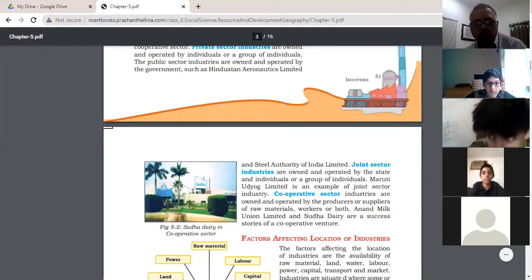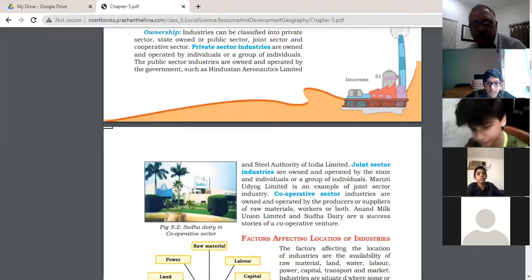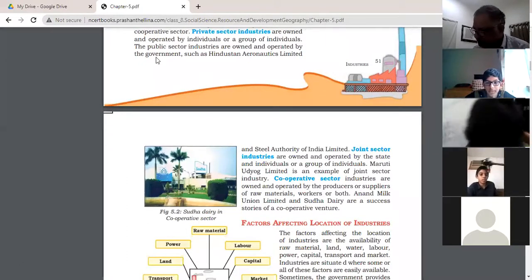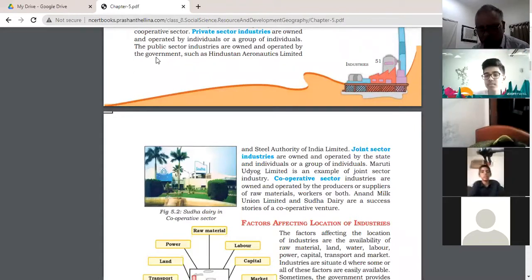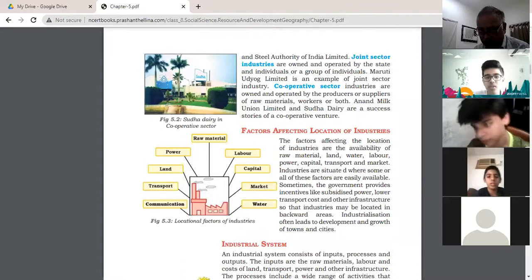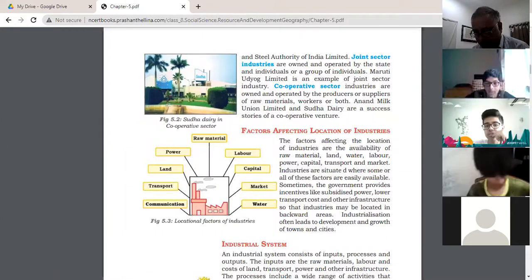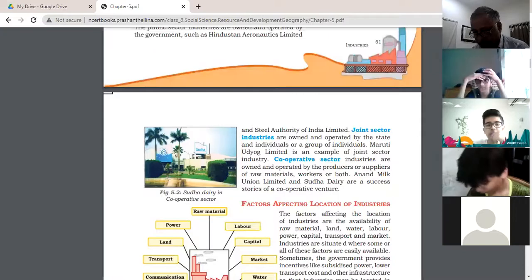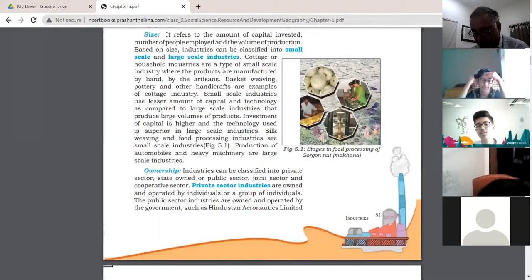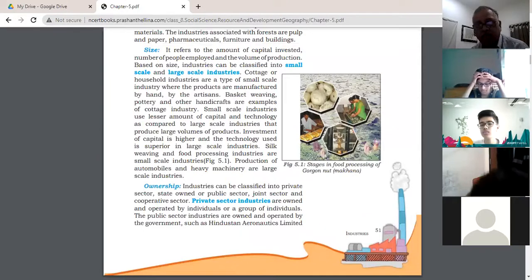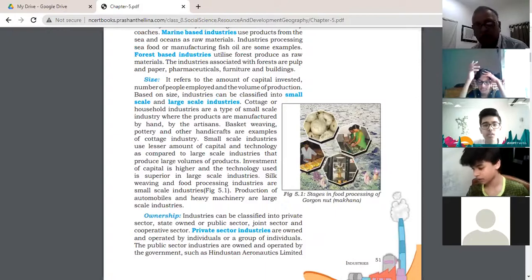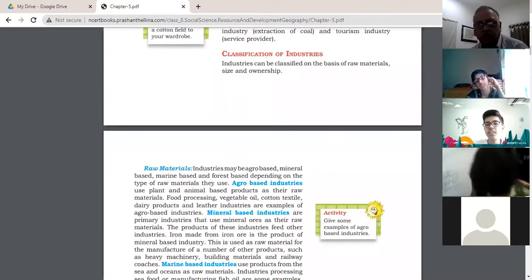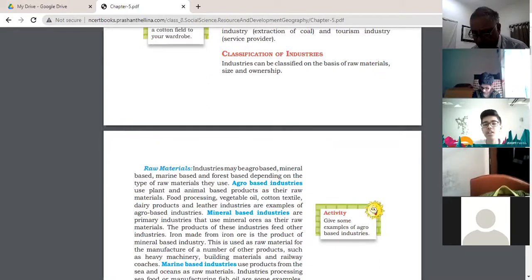Anyone can explain the factors, this classification of industries. Can I? Yes, explain. So this one, factors affecting location of industry. No, you need to explain the classification of, okay, the ownership. No, the classification of industries comes from raw materials. So the classification of industries, it is classified into three types, on the basis of raw materials, size, and ownership.